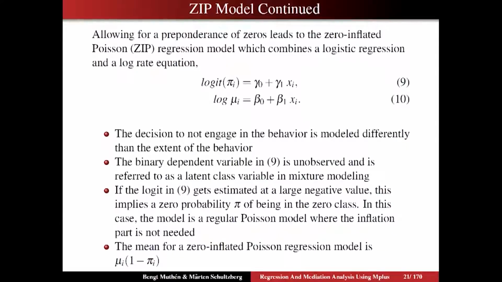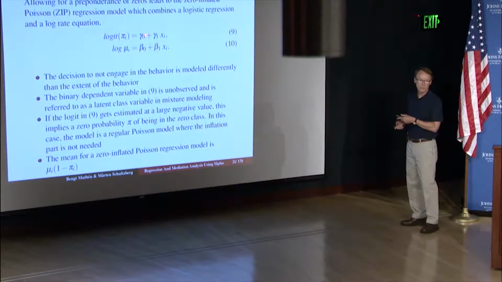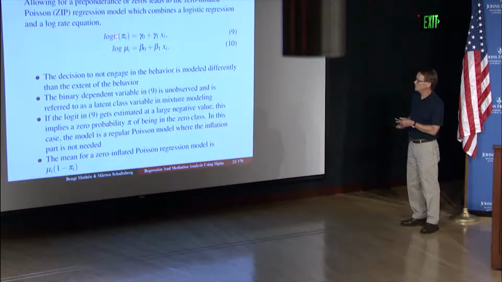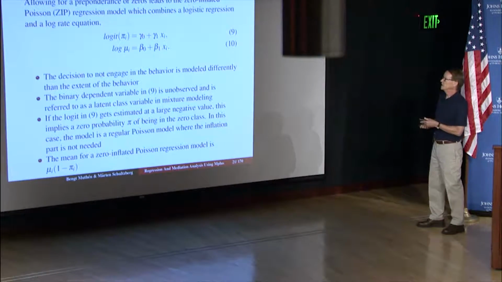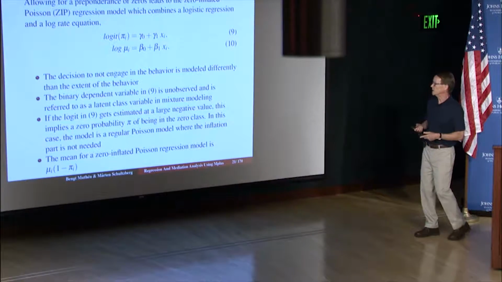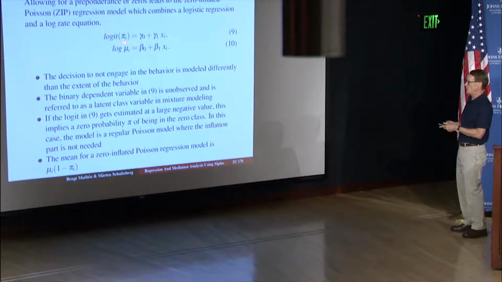Now, in this ZIP model, you actually have two parts to the model. Not only do you have the rate equation here, but you have the logit model. And here you see one of those three forms that I talked about. So this is the logistic regression here, the second alternative that I mentioned. So the logit of the probability is linear in X like this. That's the probability of being in the zero class. And then you have the usual Poisson rate model here.